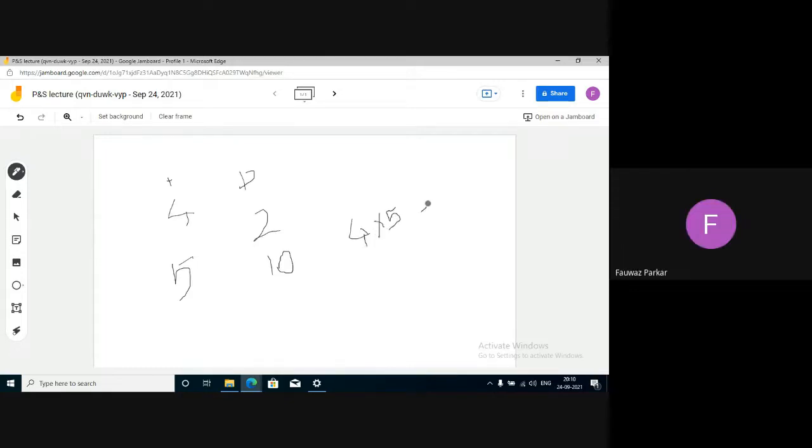4 into 5 plus 2 into 10 I will do. And ultimately what I will do? I'll divide this by the total credits which are there, so 4 plus 2 we will divide by.